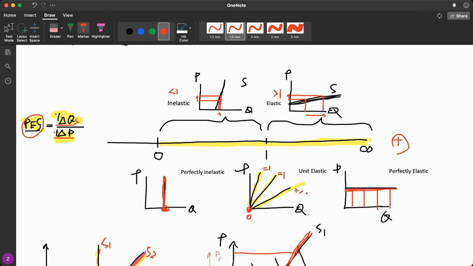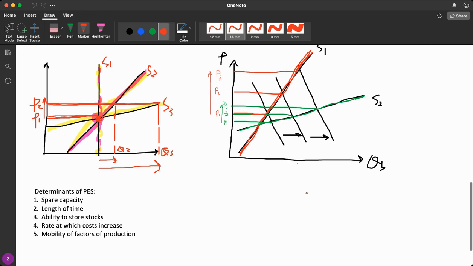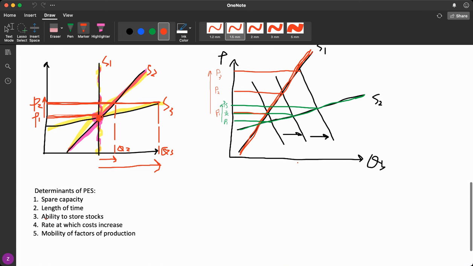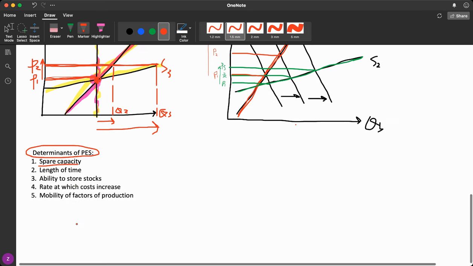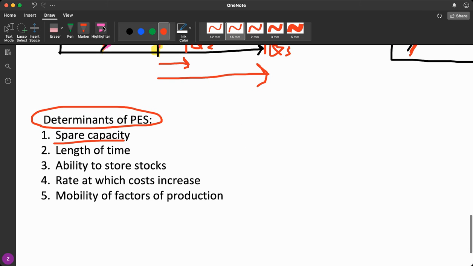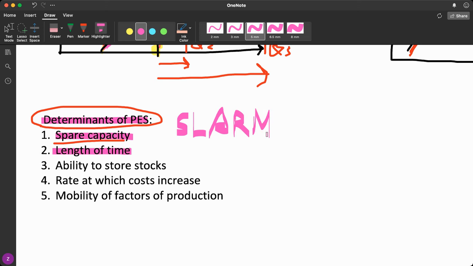Okay, so now a super quick run through of all of the determinants of price elasticity of supply. So just remember SLARM here. This abbreviation will help you to memorize all of the determinants, right? So first, S is spare or unused capacity of firms, meaning if firms have more unused capacity, say in a factory, the easier it will be to produce, therefore the higher the PES value. And L stands for length of time. So the longer this time, the more ability the firms will have to increase the quantity produced because they will have more time to adjust their inputs.